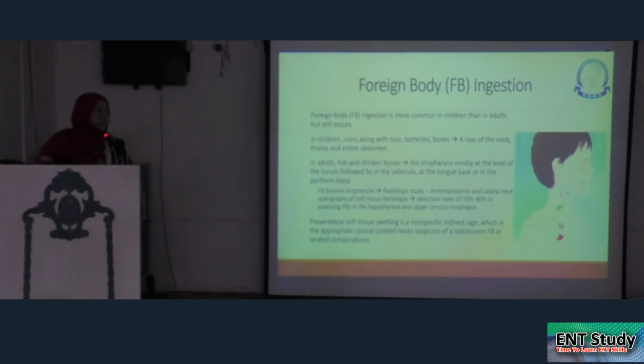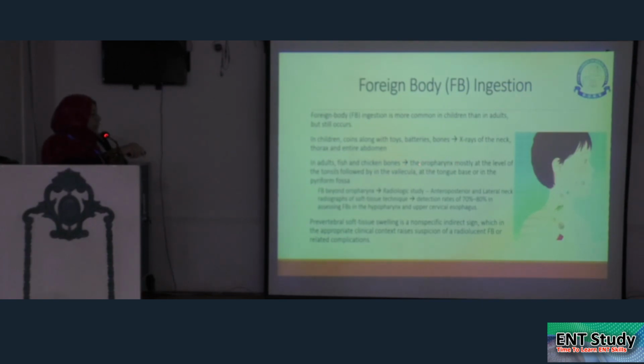If the foreign body extends or passes into the stomach and beyond, they pass spontaneously in around 80% of the cases. While in case of a foreign body in the upper GI tract, they should be evaluated and they are mostly removed with endoscopy. In adults, fish and chicken bones are the more common foreign body.